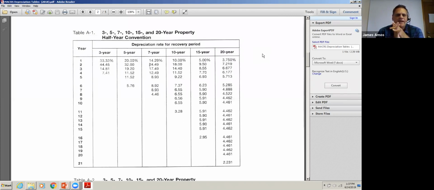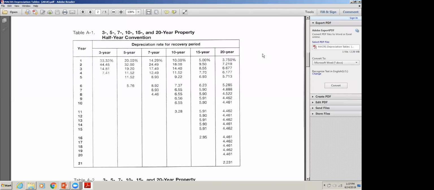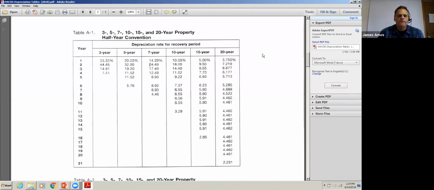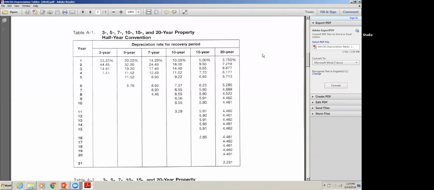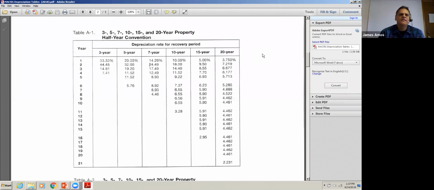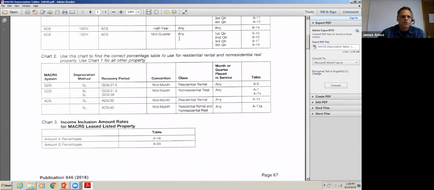So now let's say we're in 3-year property and we're in the 2nd year. What percentage do we have? 44.45. That's right, 44.45. Now we take that percentage and what do we multiply it against? In other words, what are we multiplying by that percentage? The basis. And to be specific, it's the business use basis, not the total basis, but the business use portion of the basis.